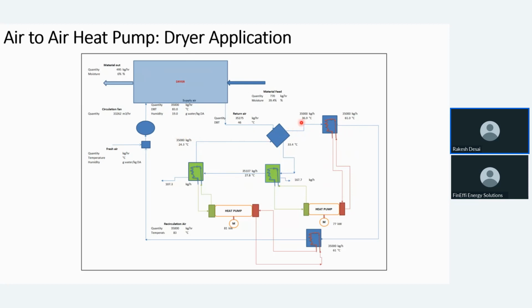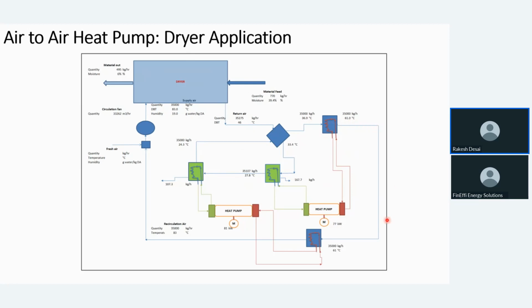After raising its temperature to 36.9 degrees centigrade, it was passed through the first set of condenser of the heat pump. You see there are two heat pumps here. Heat pump 1 is on the right hand side. Heat pump 2 is on the left hand side. Heat pump 1 would have consumed 77 kW and heat pump 2 would have consumed 81 kW. Heat pump 1 evaporator is used to dehumidify the air and remove 167 kg of water, and the condenser side heat is used to preheat the air from 36.9 degrees centigrade to 61 degrees centigrade.